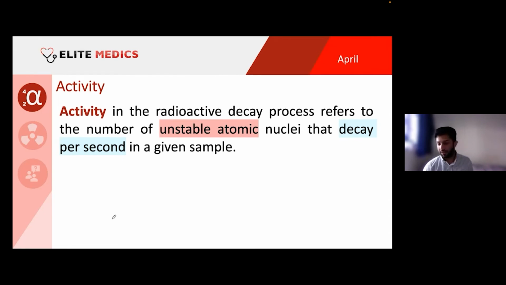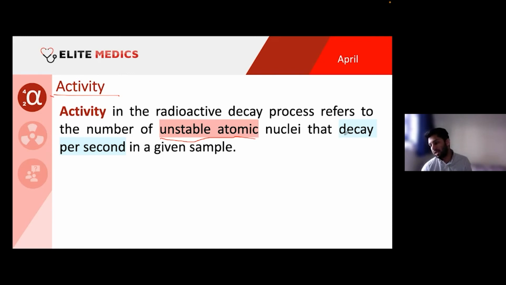Okay, so now to define activity. Activity in the radioactive decay process refers to the number of unstable atomic nuclei that decay per second in a given sample. So there's a lot of words there, so just take it in for a minute. Activity is basically a measure of how active a radioactive nuclei really is.